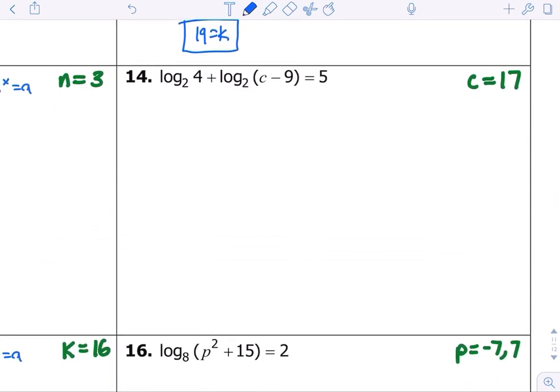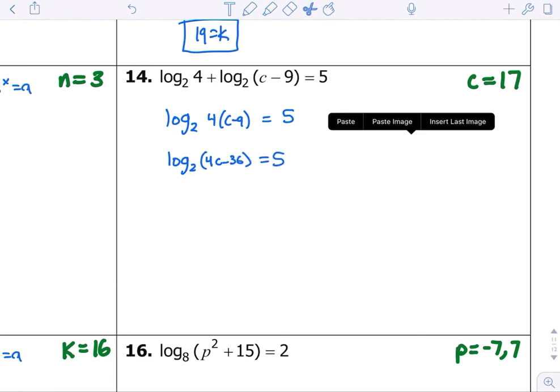14. So let's combine it into one log. So log and a positive, so that's product rule. So log base 2 of 4 times c minus 9, which is equal to, sorry, just equal to 5. So log base 2 of 4c minus 36 is equal to 5.